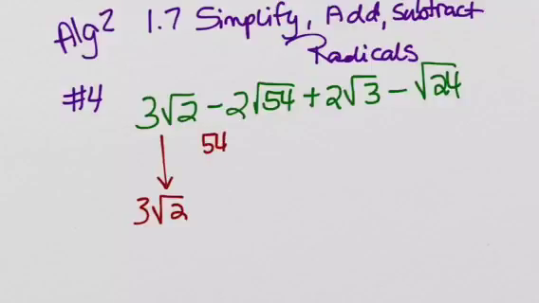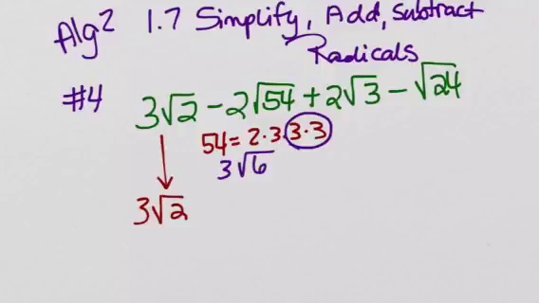54, though, if I were to break that down, is 2 times 3 times 3 times 3. And you can check my math on that if you're curious. Since this is a square root, I'm going to circle any pairs of 2 that I have, and that's what gets pulled onto the outside. Then the leftovers are left inside, but don't forget that there was already a 2 on the outside.